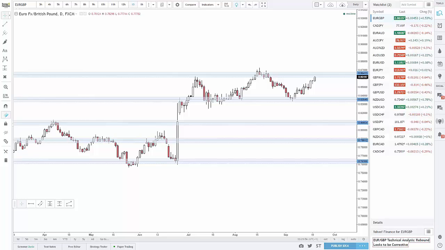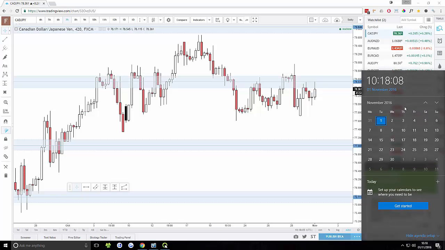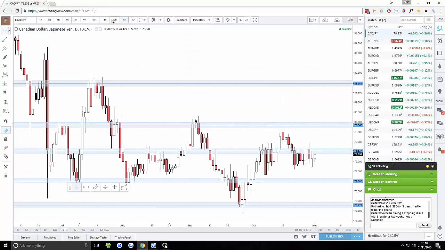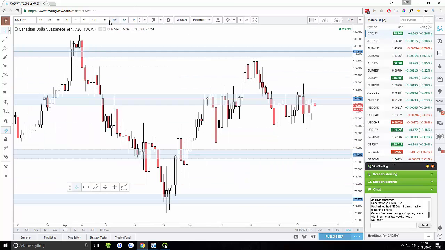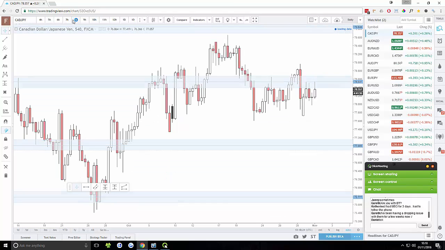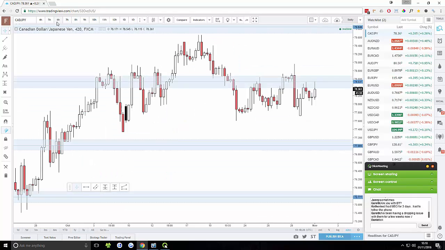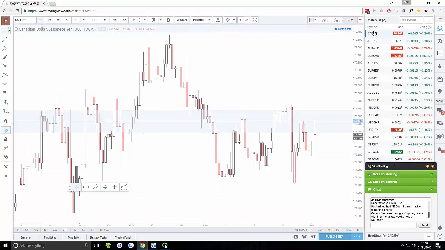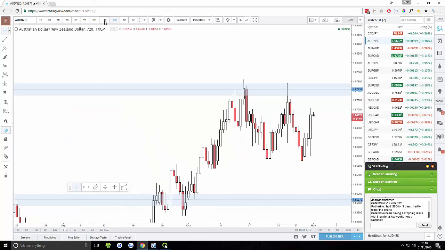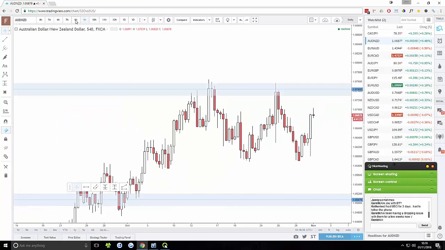Anyway, enjoy the analysis. Today is Tuesday, the 1st of November 2016, and the time is 10:18 here in the UK. You're looking at a CAD JPY daily chart. Let's get started with the analysis. Nothing much going on CAD JPY. We have already gone through this, but I had to restart this because my internet messed up. So we already know there's nothing on CAD JPY. Nor is there anything happening on AUD New Zealand, but we'll flick through it real quick anyway.